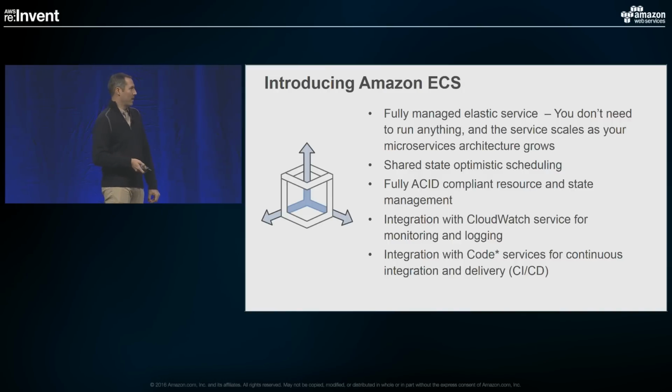Okay, so let's introduce Amazon ECS. Amazon ECS is a fully managed Elastic service, so you don't actually need to run anything. ECS will scale with your microservices architecture, right? It's got something called shared state optimistic scheduling, and there's some interesting research around different scheduling types for containers, and shared state optimistic scheduling is one of the more efficient, one of the key attributes there.